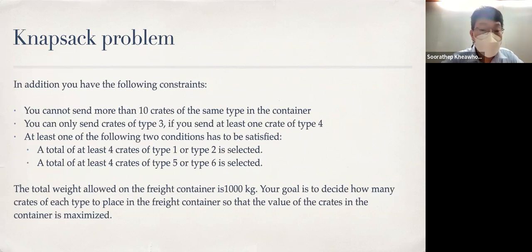Okay, the next constraint is more complicated. At least one of these conditions must hold. That means the first condition can be true when the second is false, or the opposite, or both can be true. But first you have to understand the condition: a total of at least 4 crates of type 1 or type 2 is selected, or a total of at least 4 of type 5 or type 6 is selected.